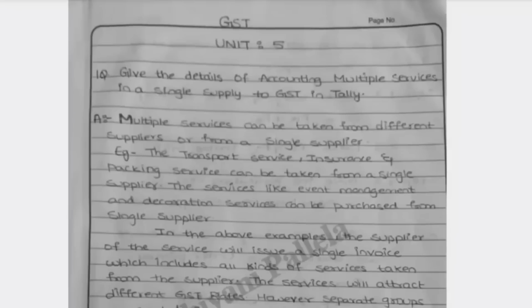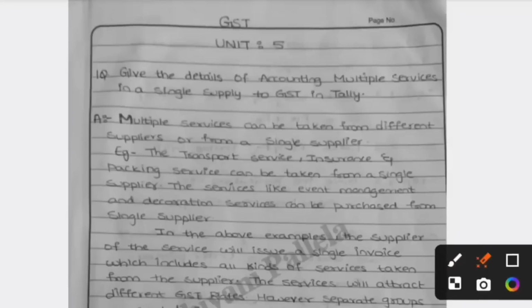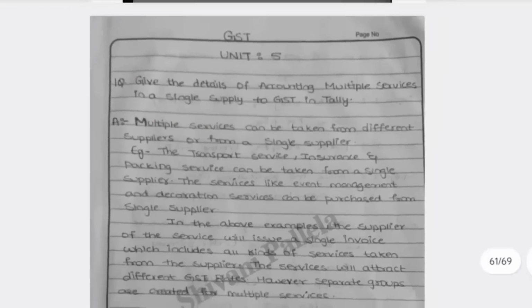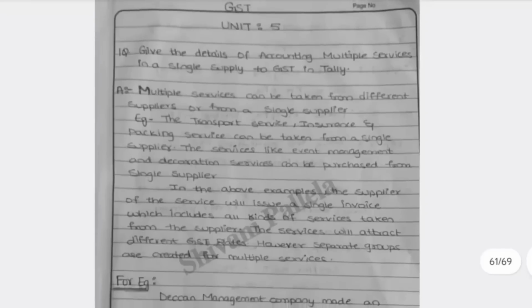Students, from unit number 5, the first important question is, give the details of accounting multiple services in a single supply to a GST. In a single supply, how can we give a multiple service system? This is the first important question.